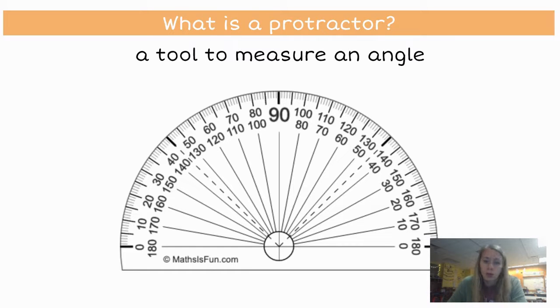First, what is a protractor? You might have seen something like this before. A protractor is a tool used to measure an angle. Think of a straight ruler, but it's turned, because when we measure an angle, it can look like a part of a circle.